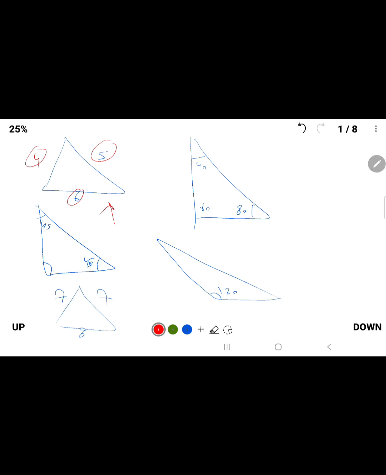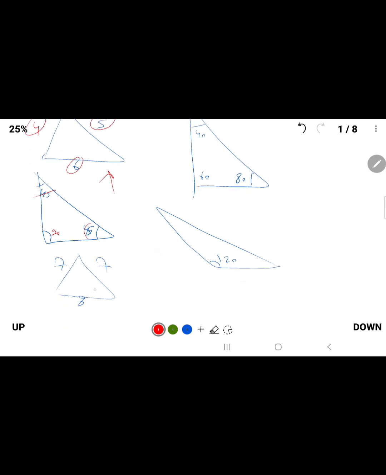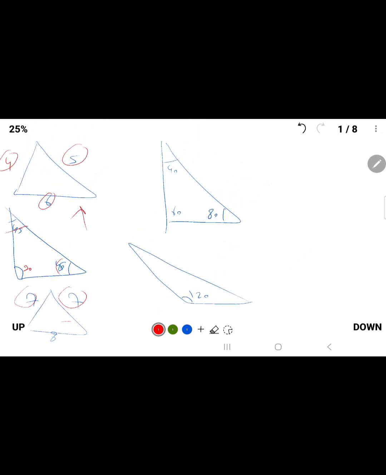In the next one, we have here a right angle. So this is a right triangle, and also these two angles are congruent. So this is also an isosceles triangle because these two angles are congruent, 45 and 45. In this one we have here 7 and you have 7, so this is an isosceles triangle.